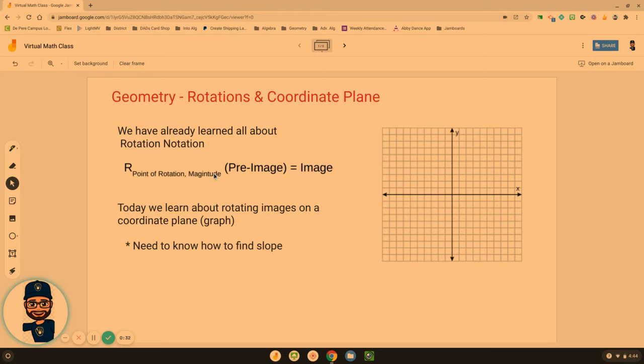The magnitude tells us those two pieces: it tells us the direction, and it tells us how many degrees. This is the pre-image. This is the thing that we're moving. And then this is our image, that final spot. And so today we're really learning about rotating around this coordinate plane. And we need to know a little bit about finding slope and some other opposite reciprocal type of information.